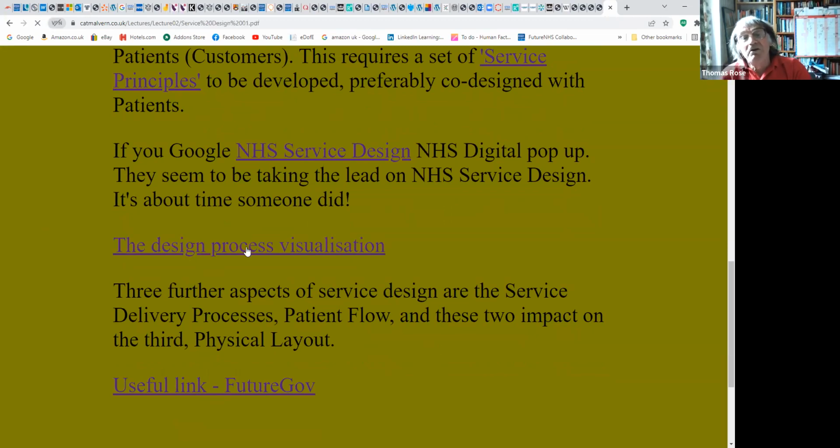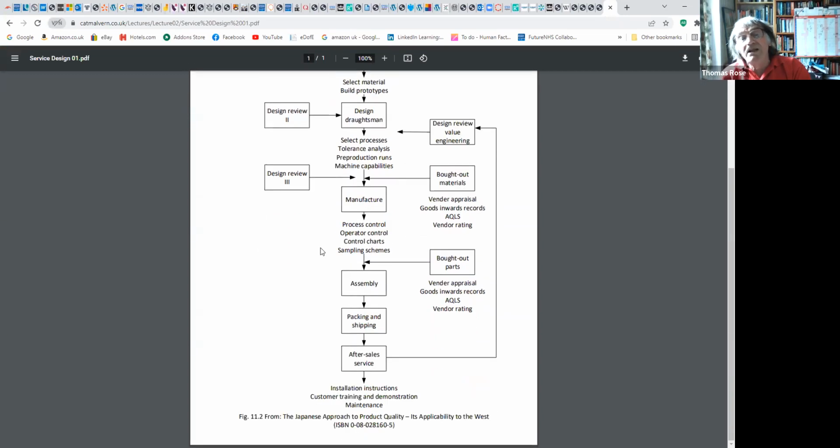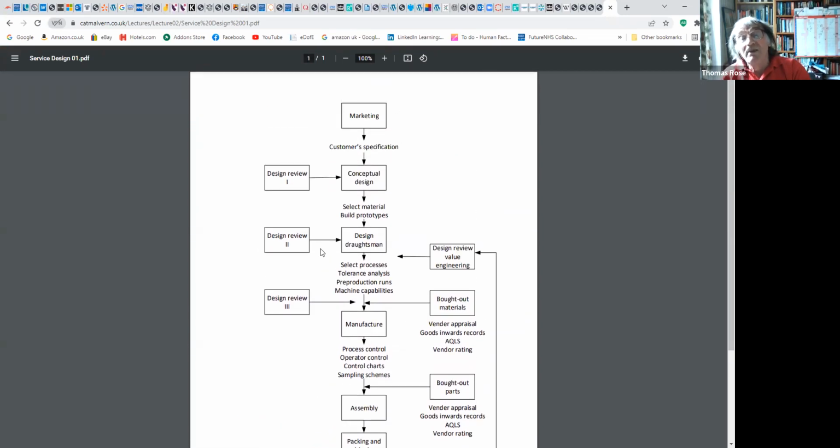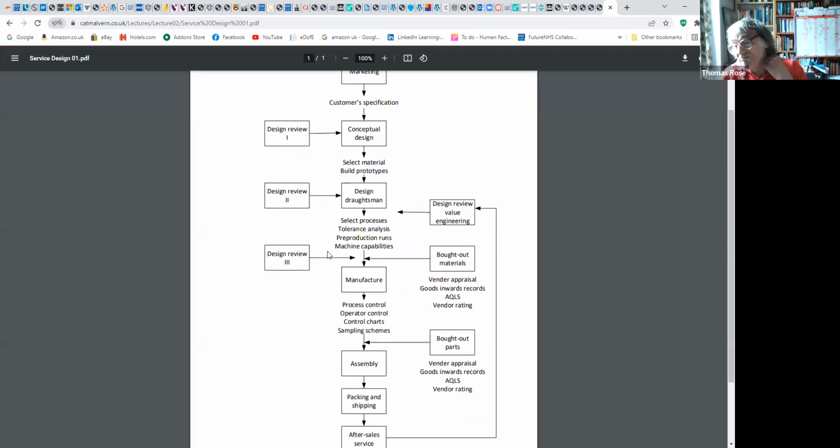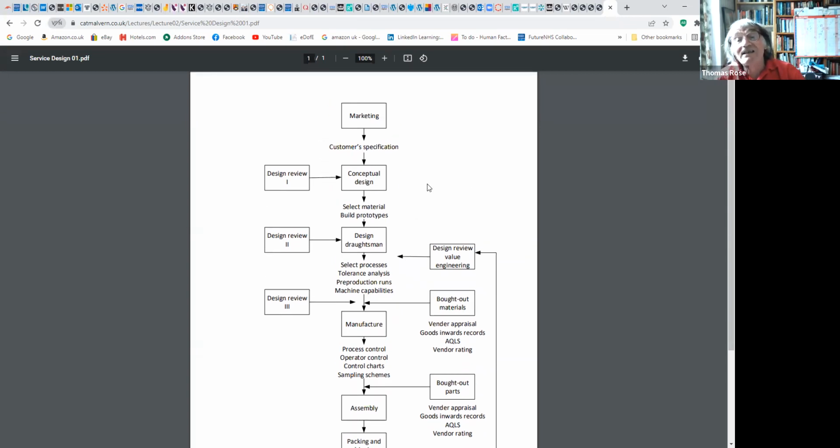Here I've included how the Japanese view product design. Now, if you compare this with the diagram that I showed you right at the beginning, which is handout 3, you'll see the similarities. The majority of the design activity is done in designing what's going to be delivered, the product or the service, or how you actually treat that patient for the illness that they've got.